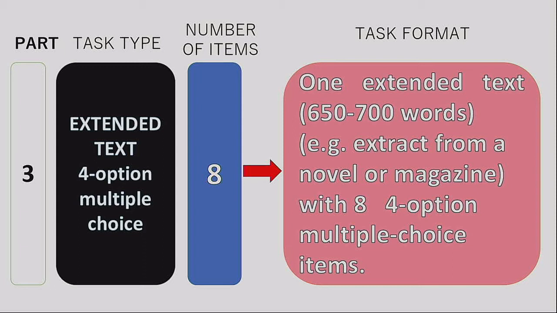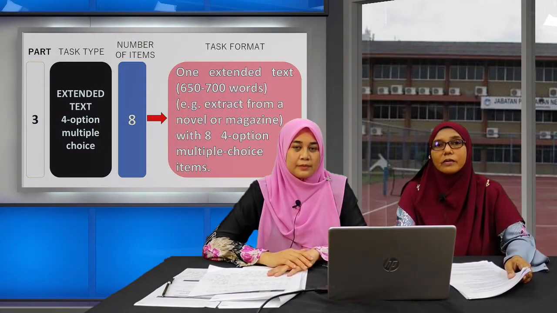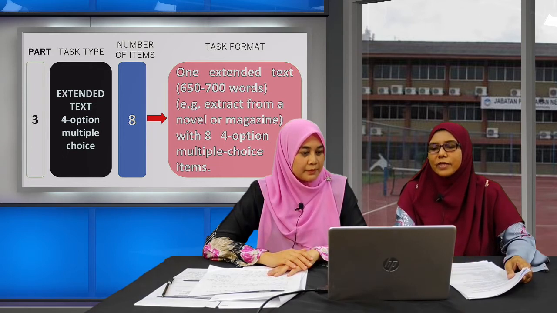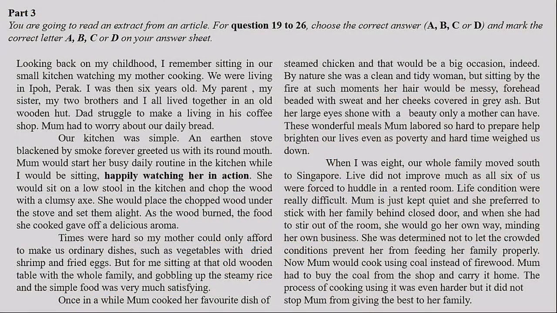So the task format is one extended text of 650 to 700 words. For example, it could be an extract from a novel or a magazine, with 8 4-option multiple choice items. This is how the text looks like. It would be in a few paragraphs, normally 5 to 7 paragraphs.